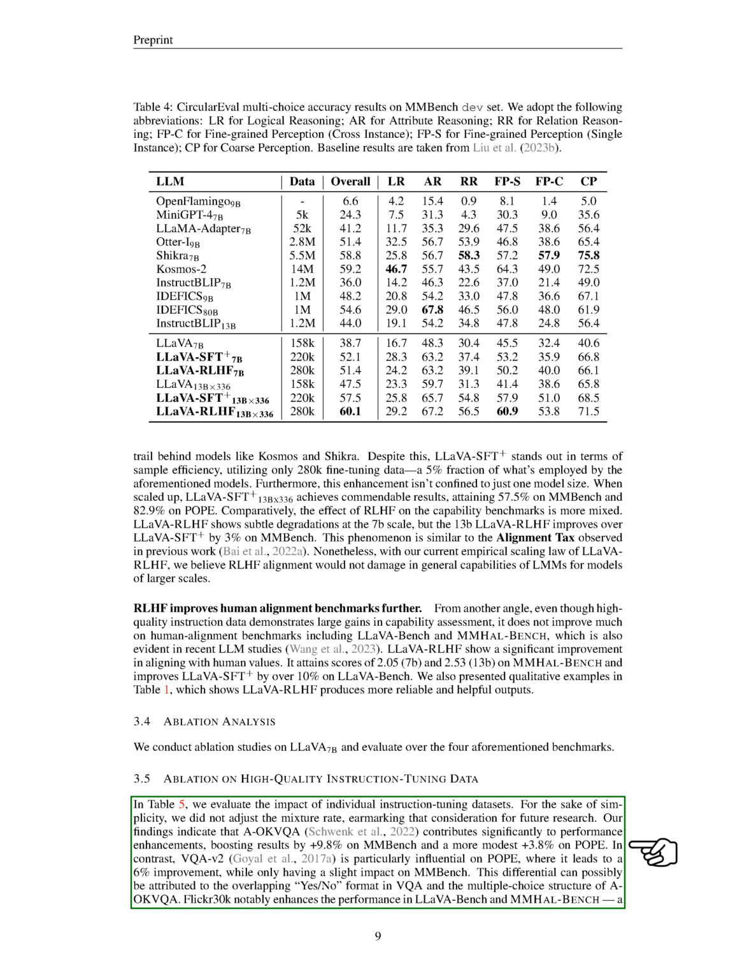In contrast, VQAv2 is particularly influential on POPE, where it leads to a 6% improvement, while only having a slight impact on MMBench. This difference can possibly be attributed to the overlapping yes-no format in VQA and the multiple-choice structure of A-OKVQA. Flickr30K notably enhances the performance in LLAVA bench and MMHAL bench, likely due to the inherently grounded nature of the task. Furthermore, combining these three datasets results in compounded performance gains across various capability benchmarks.